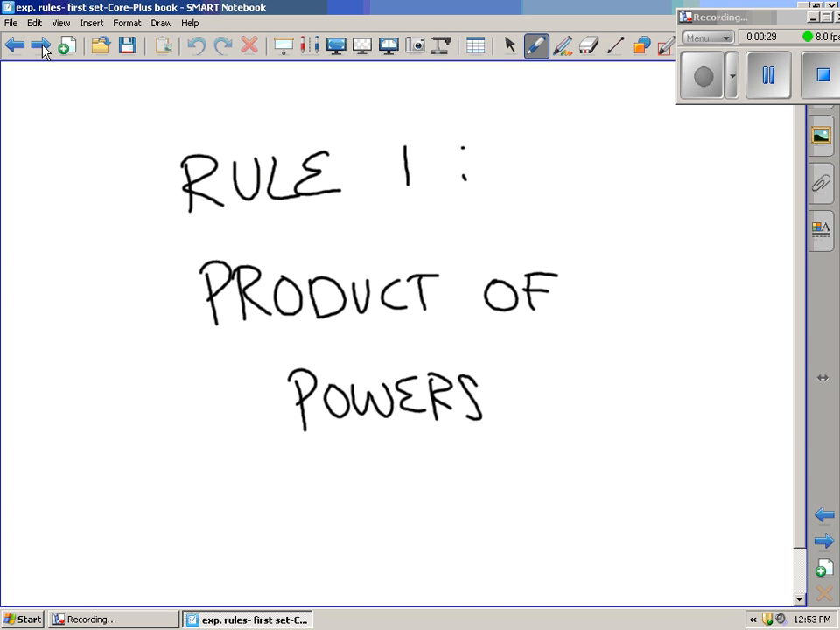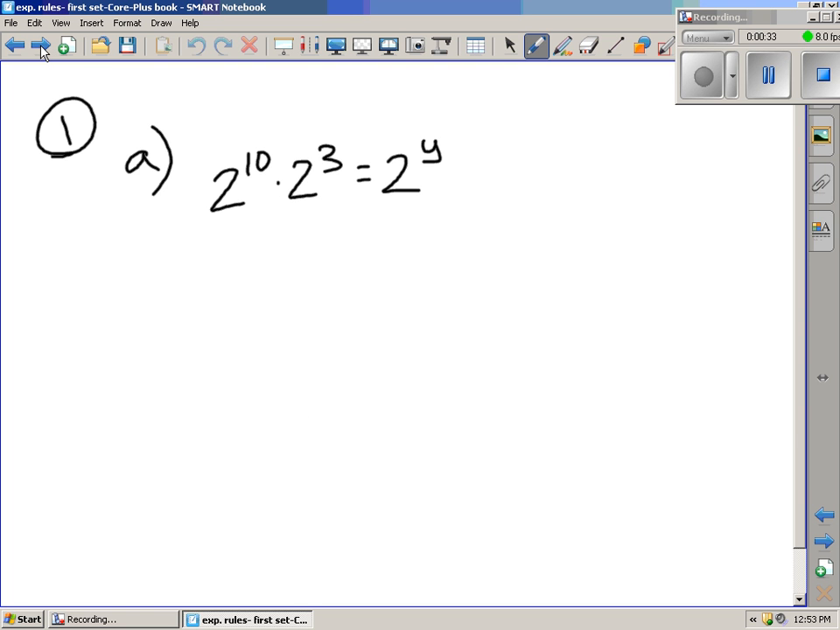And then I want you to think about the pattern that you see as we look at examples so we can come up with a rule. So number 1a, we have 2 to the 10th power times 2 to the 3rd power equals 2 to the power of y. And you can read and follow along on page 304.